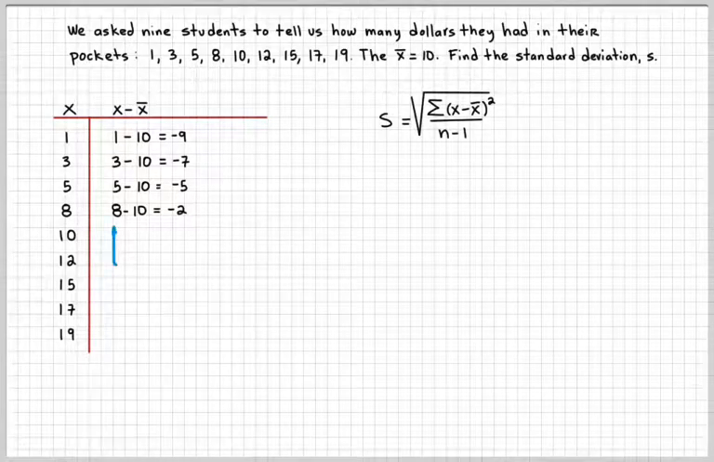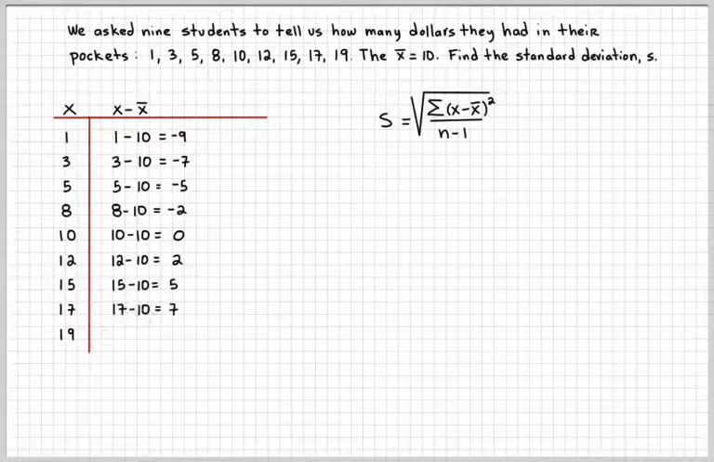Again, where do we get the 8? From the data set. Where do we get the 10? The 10 is the average. Where do we get the takeaway? From the formula, which is right here. And then we can continue on. 10 take away 10 is 0. 12 take away 10 is 2. 15 take away 10 is 5. 17 take away 10 is 7. 19 take away 10 is 9. Again, one of the great things about YouTube is that you can always pause and then continue along the way.